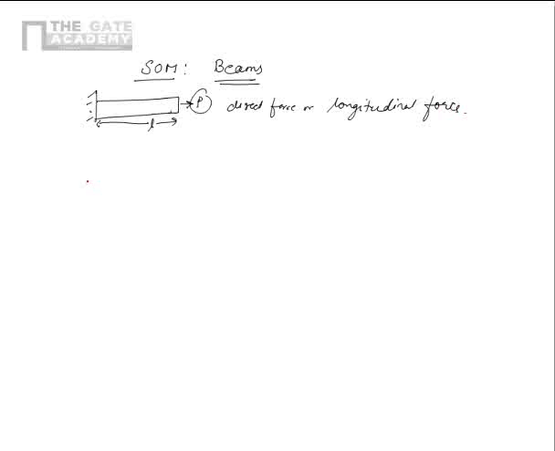Instead, if we take the same bar and apply force like this, P, this is now shear force or transverse force. Beams are those entities or elements which are made to resist transverse force.